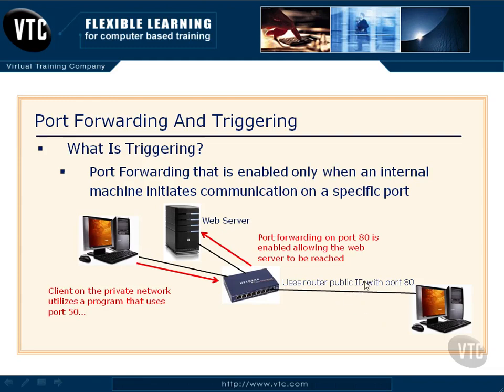Now, once this connection's broken or the client doesn't use it, there's usually a timeout period and it closes port 80. And if you try to hit port 80 with an IP address in here, you won't go anywhere because port forwarding is turned off. And you won't be able to get in through port 80 until a client program in here hits port 50 and kicks off or triggers port 80 for port forwarding. So that's port forwarding and triggering.